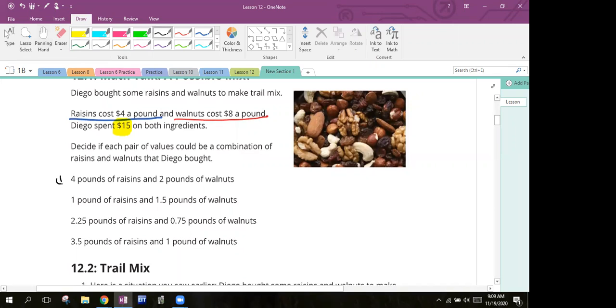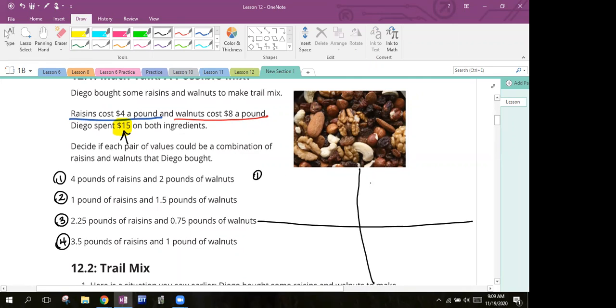So what it's wanting you to do is take each one of these combinations of raisins and walnuts and see if it meets our $15 constraint. So in order to do this, it helps to take your paper over here, and I can't draw a straight line, and you're gonna divide it up into each little problem so that we can stay organized. Okay, so this says we have 4 pounds of raisins and we have 2 pounds of walnuts. So we want to know if we can get that much of each and still spend our $15.